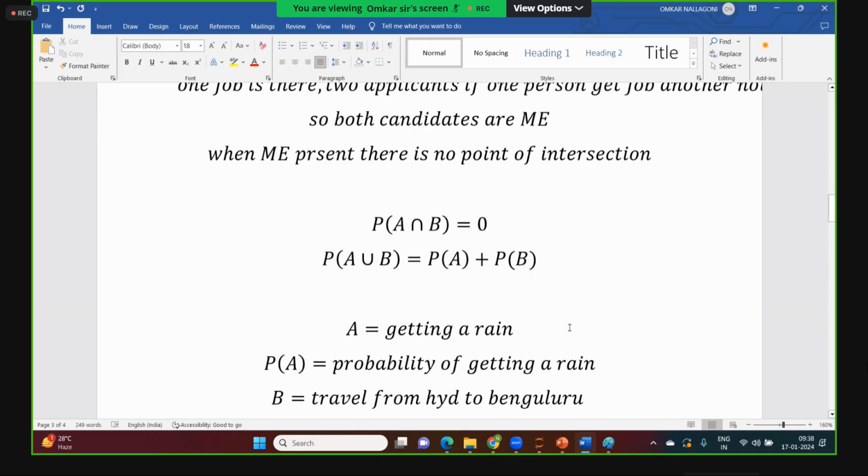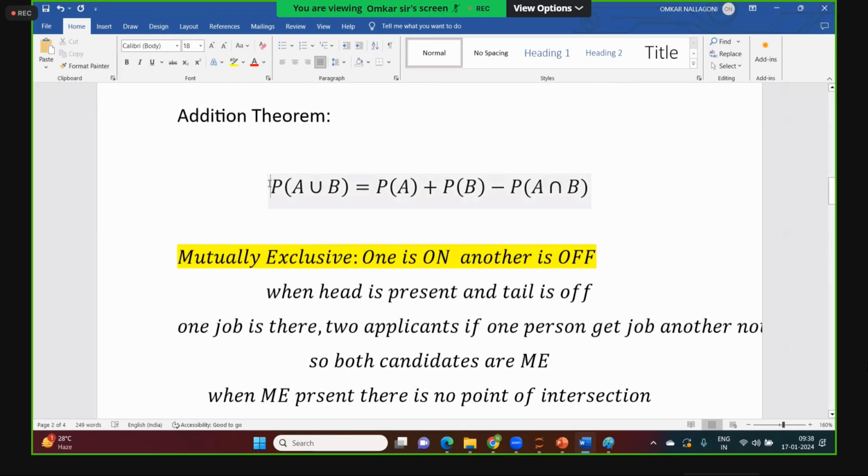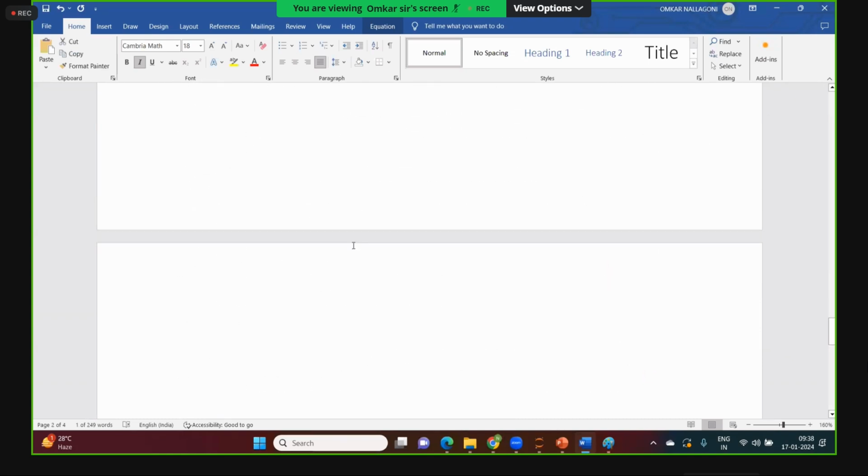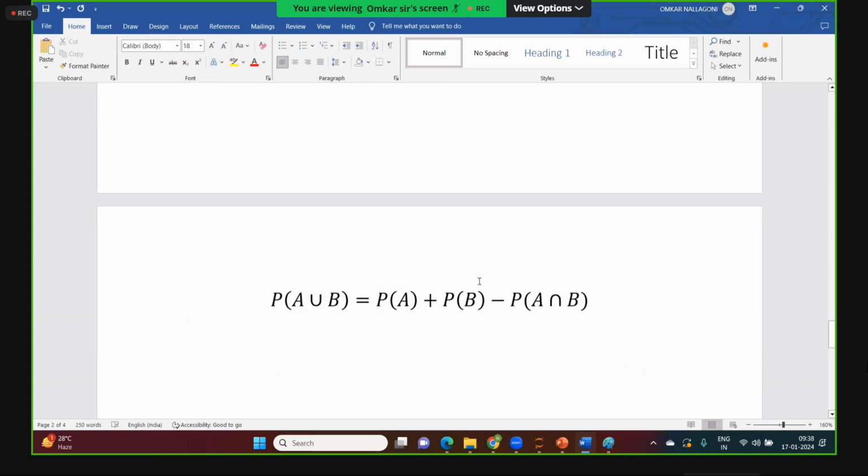So now, from this equation, we'll add one more equation, P of A intersection B. Now tell me what is the formula?